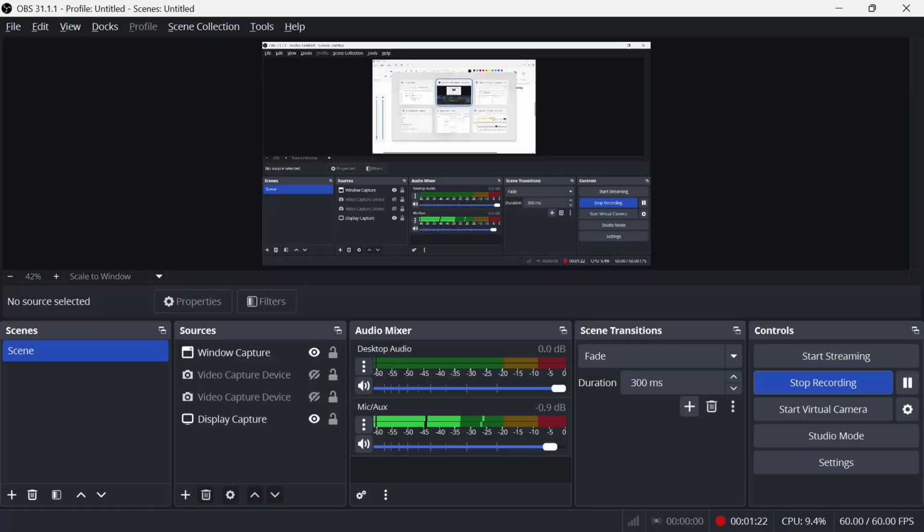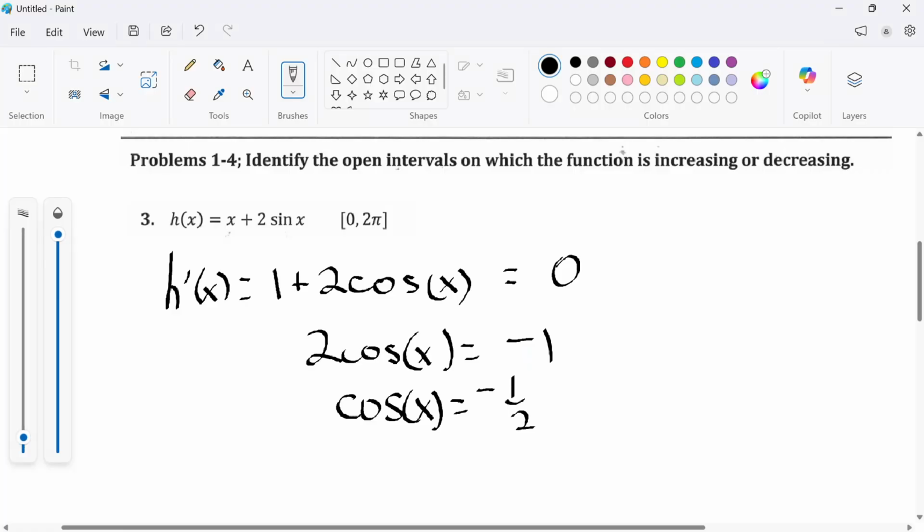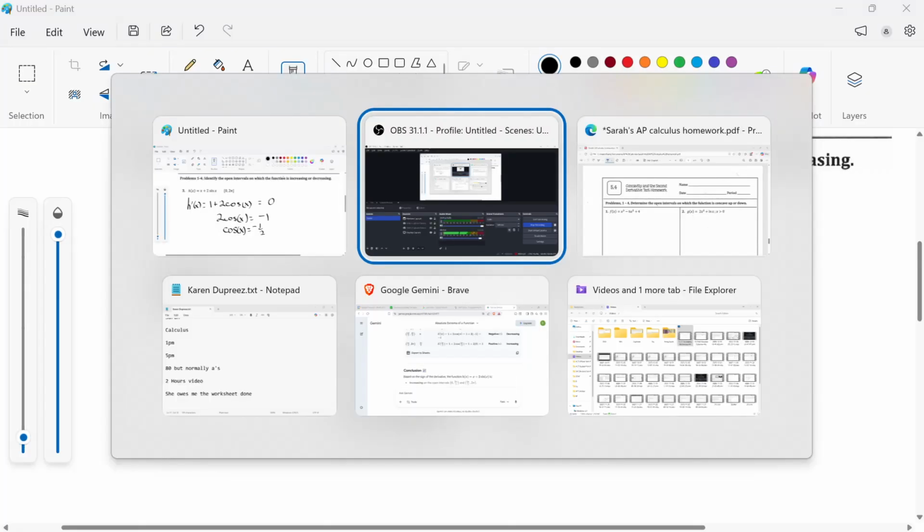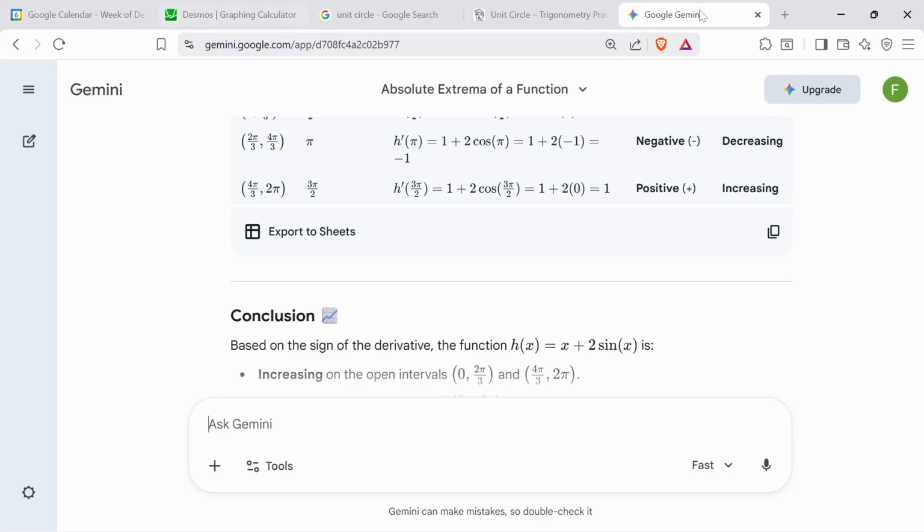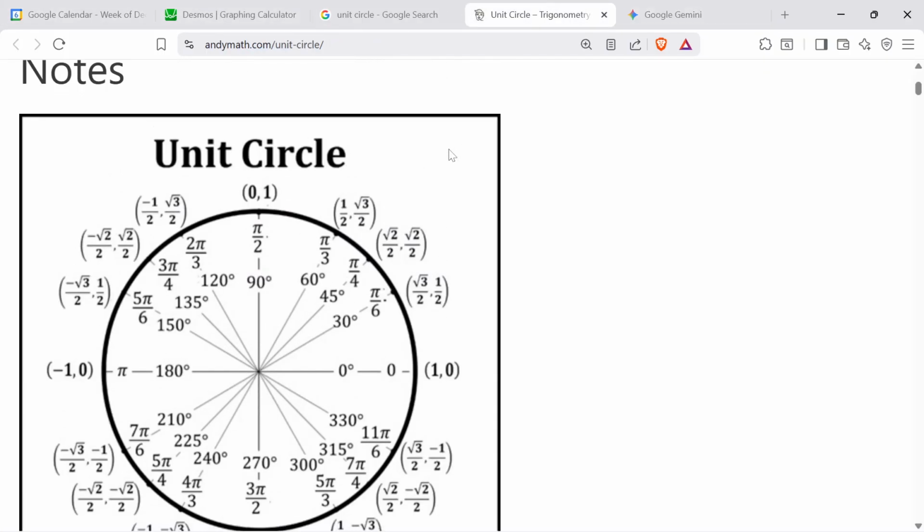And all of a sudden, I don't remember if I pressed record. I did.